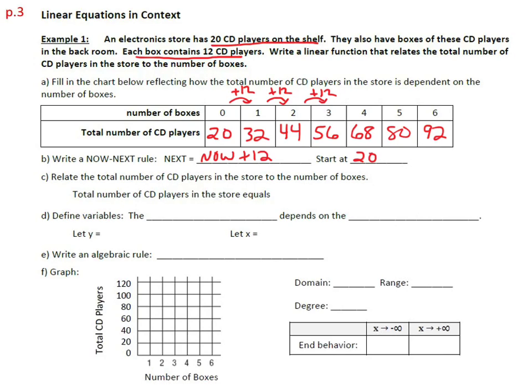So now we can relate the total number of CD players that are in the store to the number of boxes by saying that total number of CD players in the store is going to be equal to 12 times the number of boxes plus the 20 CDs that were already out. And this can be used to help us define our variables. We can say that the total number of CD players depends on the number of boxes that are in the back of the store.